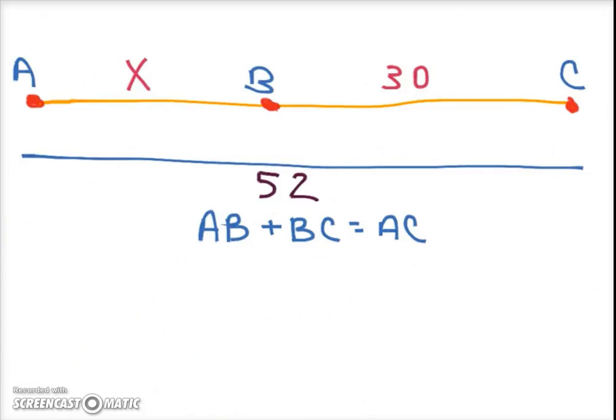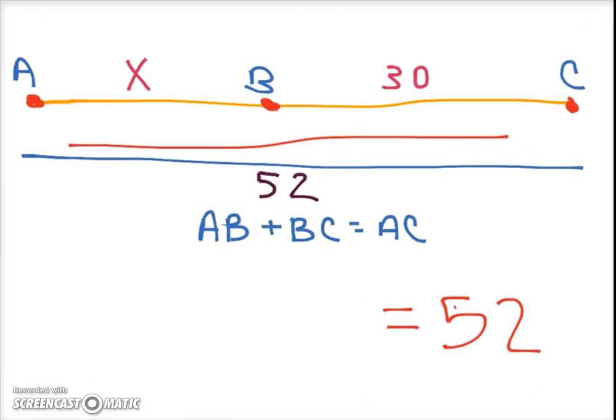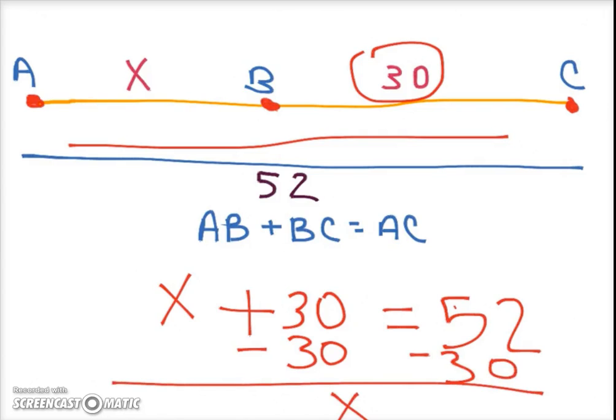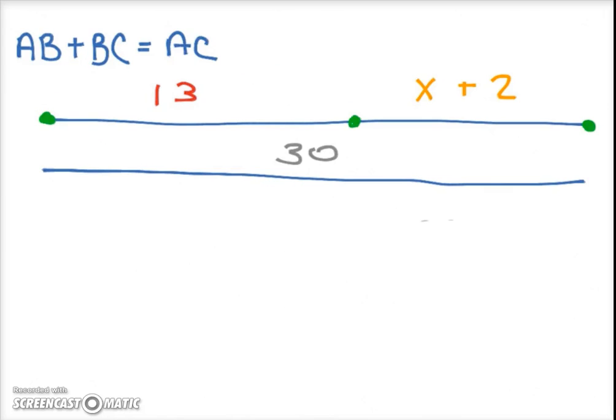Now let's go to this next one. Same thing. We'll write our equation. We know that the whole thing equals 52. We know that one part equals 30, and we know another part is unknown. So we have x plus 30 equals 52. Subtract 30 from both sides. x equals 22. So we know that this x is 22. Again, these ones are a little simple. It does get a little bit harder.